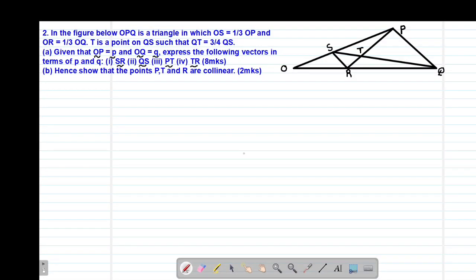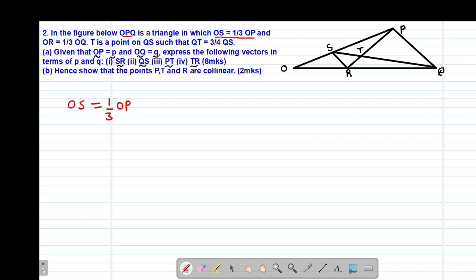Welcome to today's class. It's our second lesson on vectors, whereby we are looking at our example number 2, which is also a question worth 10 marks. So the question reads that in the figure below, OPQ is a triangle in which OS is equal to a third OP. So we need to interpret the given ratio. We are told that OS is equal to a third of OP.